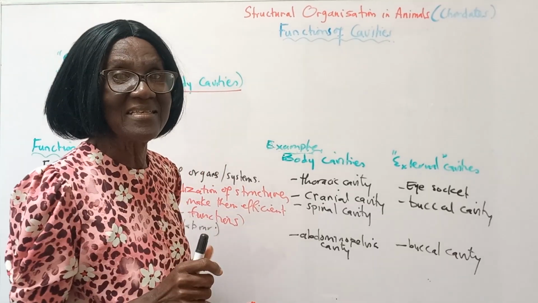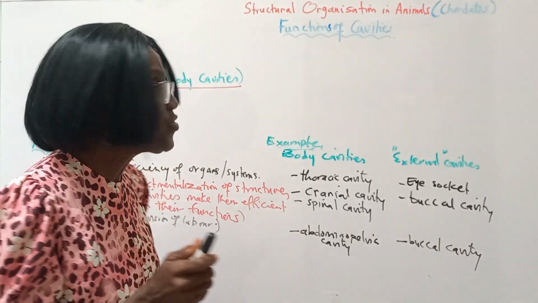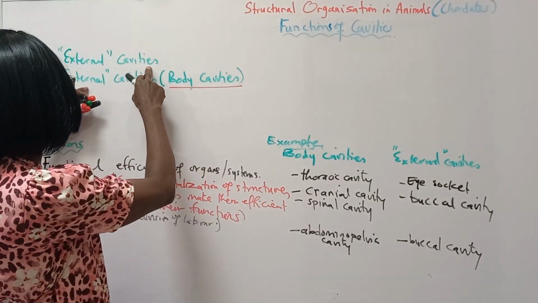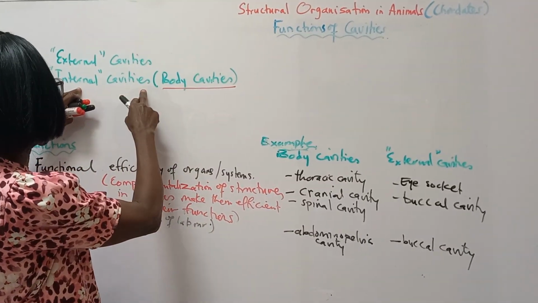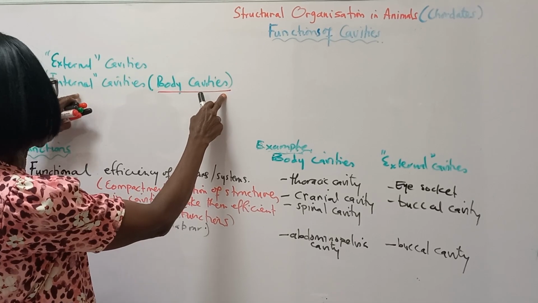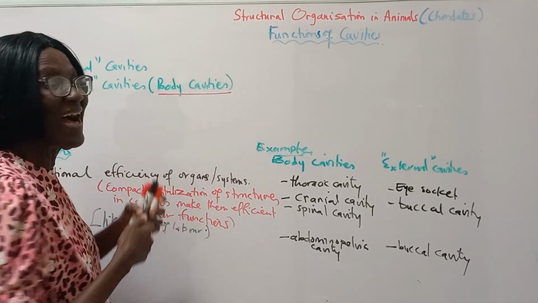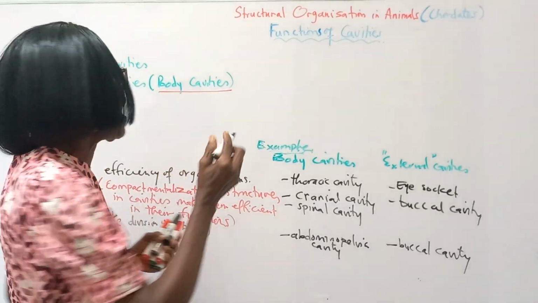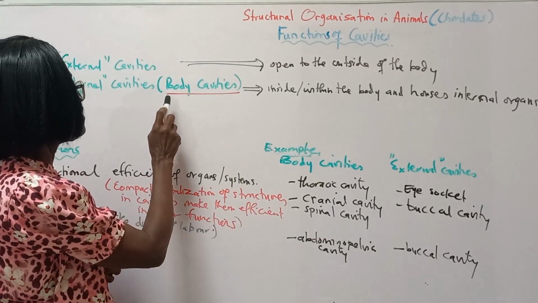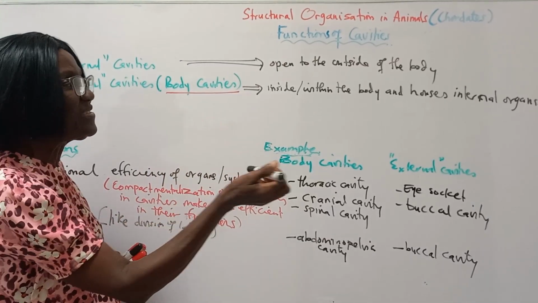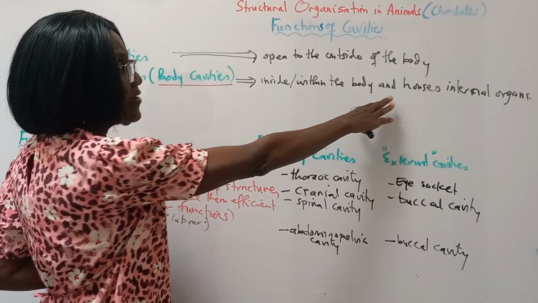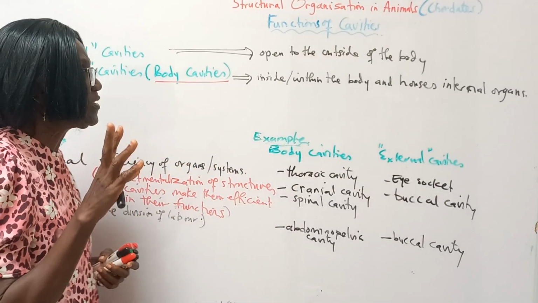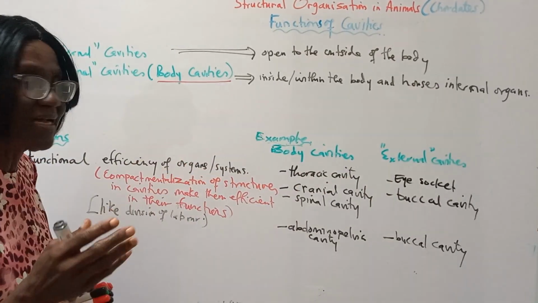In our last lesson, which you have to refer to, we discussed external cavities, what they are, internal cavities, body cavities. Well, external cavities are cavities that open to the outside of the body. Internal or body cavities are cavities inside the body and house internal organs. We looked at all this in detail in our last lesson.